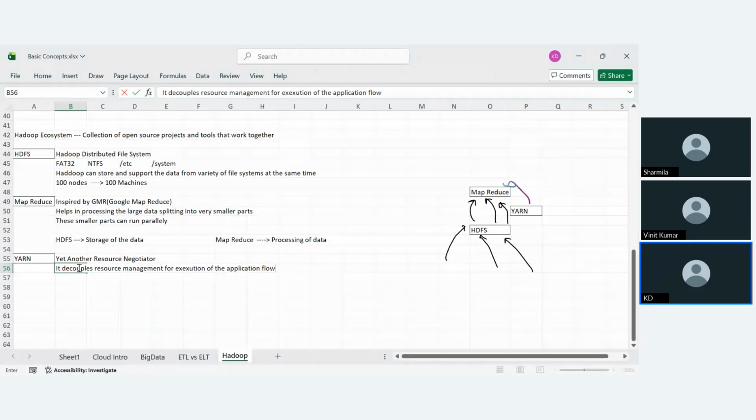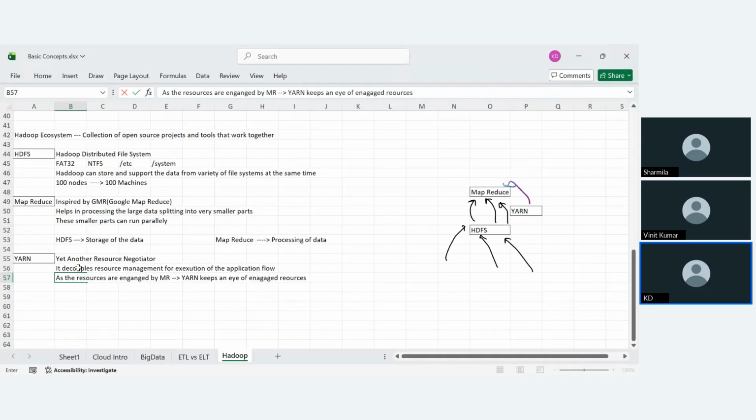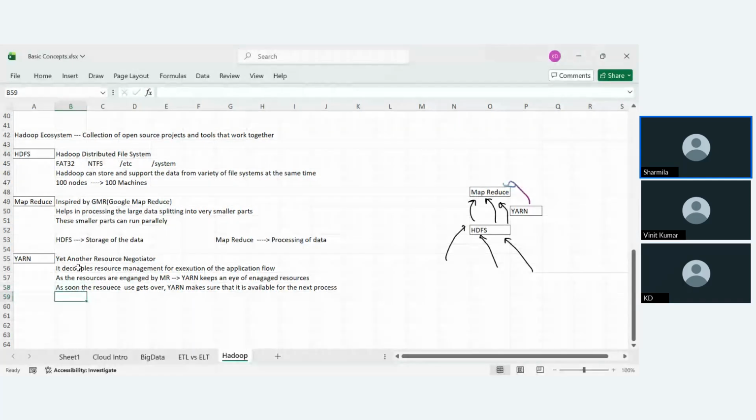So it decouples the resource. In this way, as the resources are engaged by MapReduce, YARN keeps an eye on the engaged resources, and as soon as the resource use gets over, YARN makes sure that it is available for the next process.